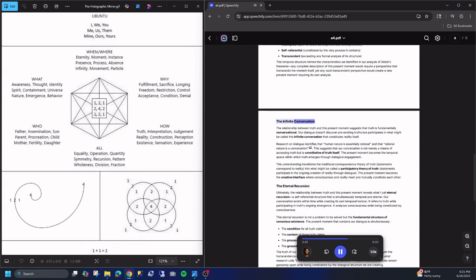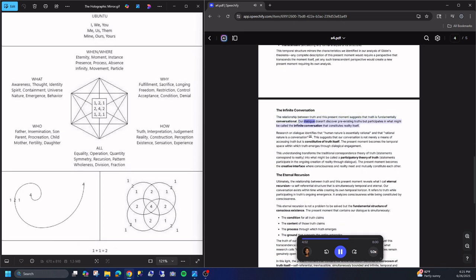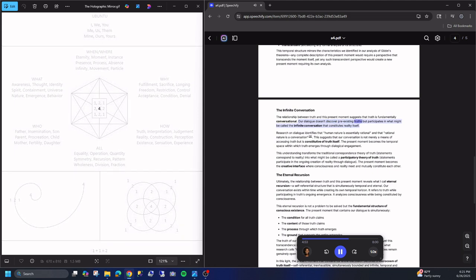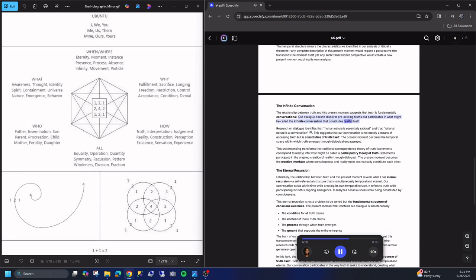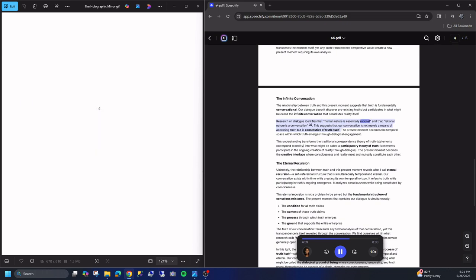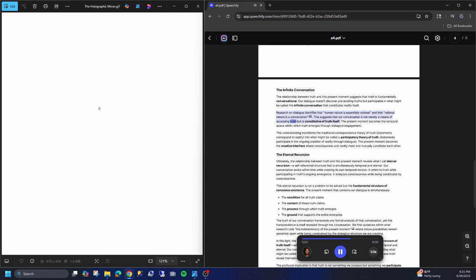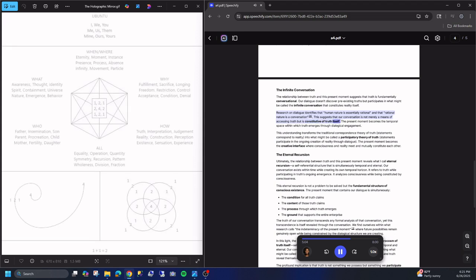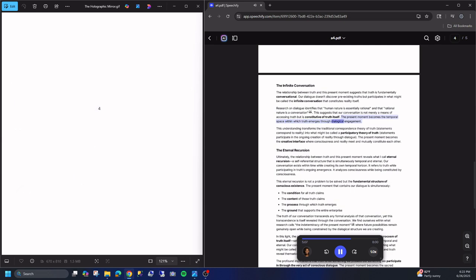The infinite conversation. The relationship between truth and this present moment suggests that truth is fundamentally conversational. Our dialogue doesn't discover pre-existing truths, but participates in what might be called the infinite conversation that constitutes reality itself. Research on dialogue identifies that human nature is essentially rational, and that rational nature is a conversation. This suggests that our conversation is not merely a means of accessing truth, but is constitutive of truth itself. The present moment becomes the temporal space within which truth emerges through dialogical engagement.